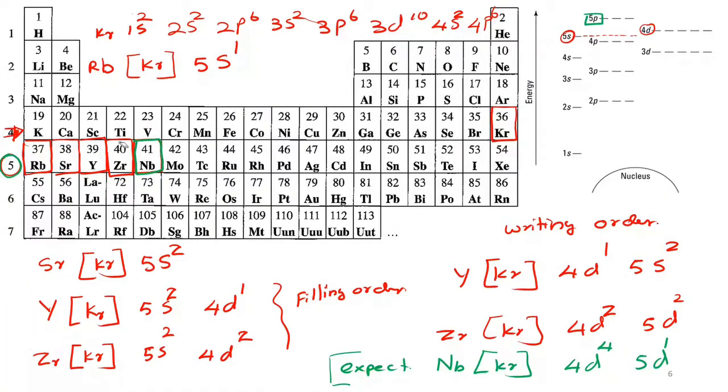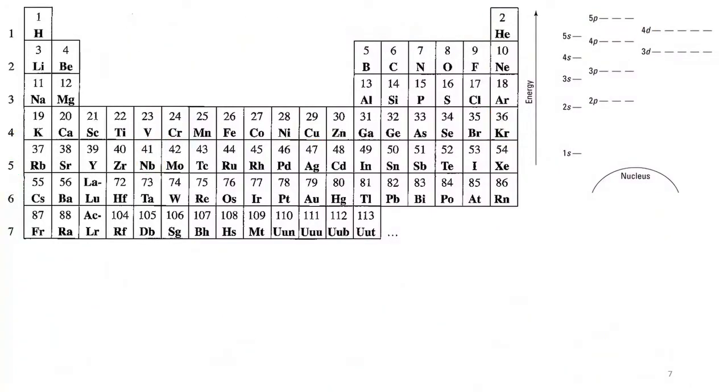In the previous column, we saw the exceptions in chromium and copper, but in the following period, we are going to find more than that. So why exactly is this going to have that kind of electron configuration? Why does this have the electron configuration of 5s1 and a 4d4?